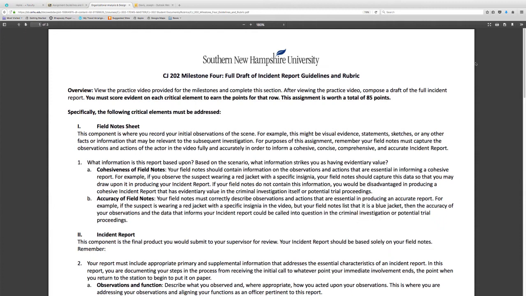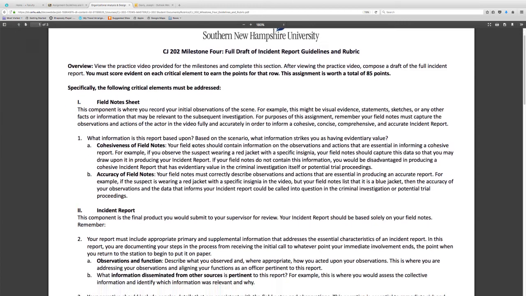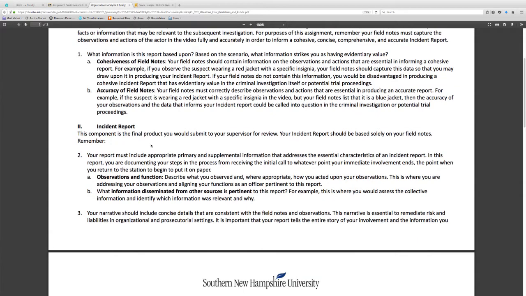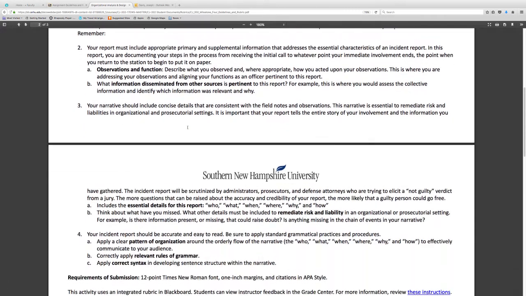Okay, here we go. Should look familiar. As a matter of fact, if you look at this guideline rubric document and the one for the final project, they're almost identical. So you can see the explanation here of you need your field note sheet. That was the first milestone, milestone 1. Then you need your incident report, which in most of the places it's referred to as the who, what, when, where, why, and how. But it's the report you wrote about the incident that happened.